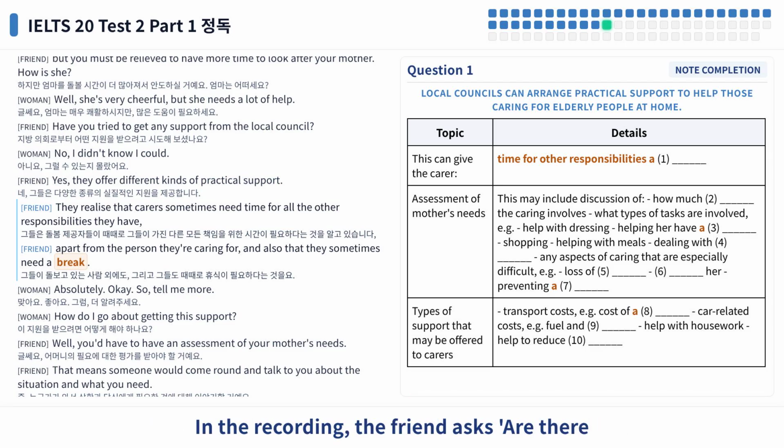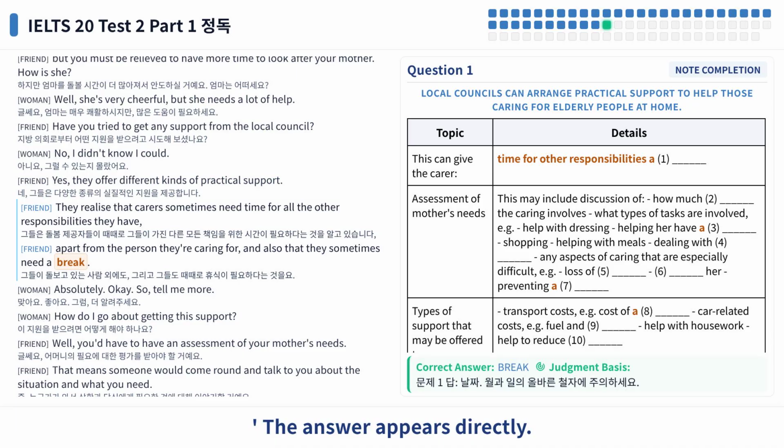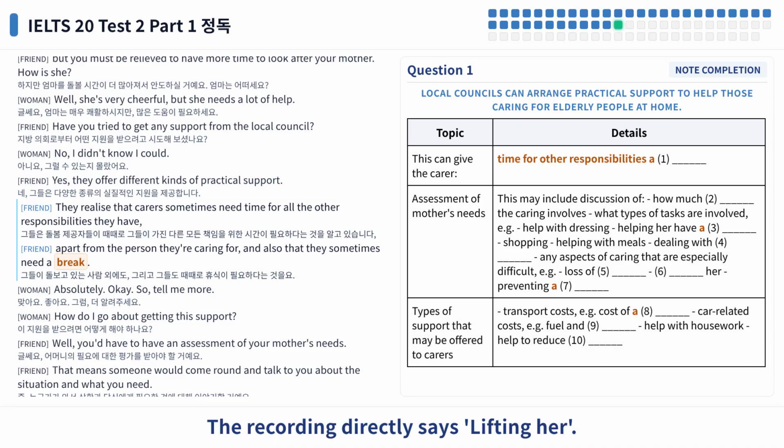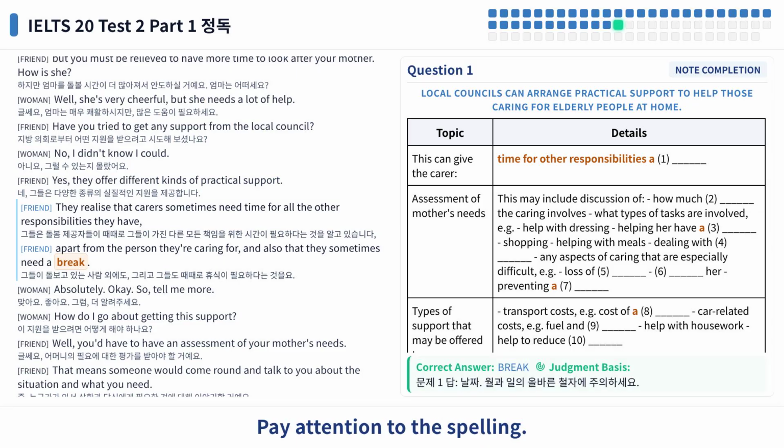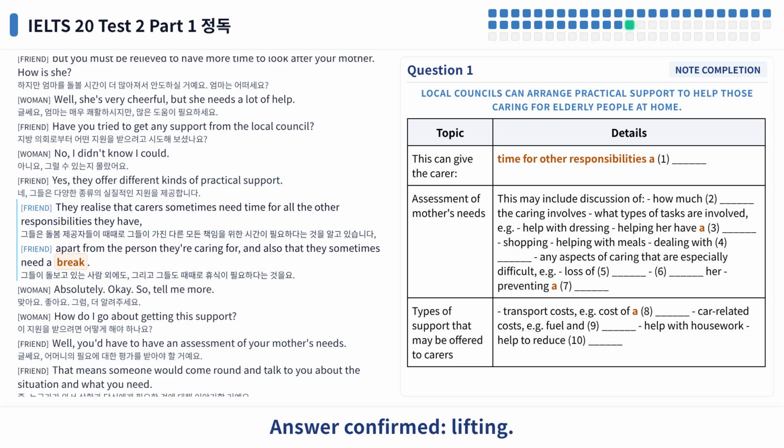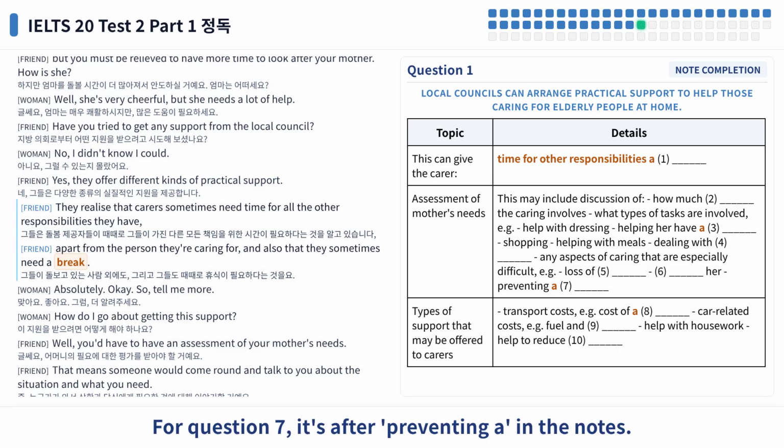In the recording, the friend asks, are there any physical difficulties? Lifting her, for example? The answer appears directly. The recording directly says lifting her. The answer is lifting. Pay attention to the spelling. Answer confirmed, lifting.